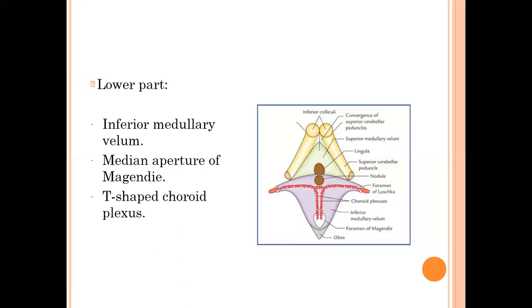This choroid plexus projects into the cavity through the lower part of the roof, and the entire choroid plexus is T-shaped, where the vertical limb of the T is doubled with the foramen of Magendie. The horizontal limb of the plexus on each side passes into the lateral recess and protrudes through the lateral aperture, that is the foramen of Luschka, and then into the subarachnoid space. So that is about the roof.